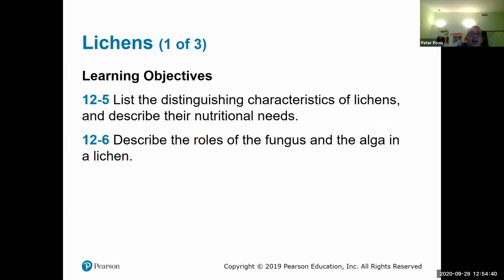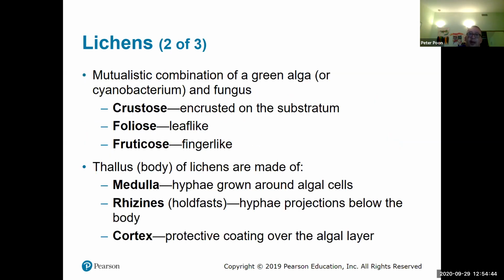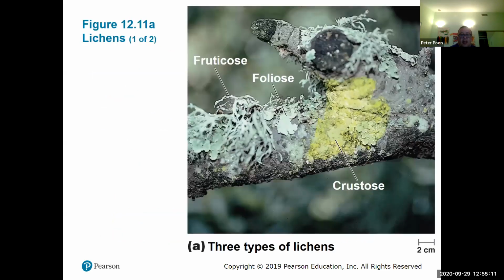Okay, lichens are this really kind of cool thing. They're not funguses, they're not green algae, they're actually a mutualistic combination of both of them, and they're so fused together that scientists actually consider them one single organism, even though you have part algae or cyanobacteria and part fungus. So there they are.